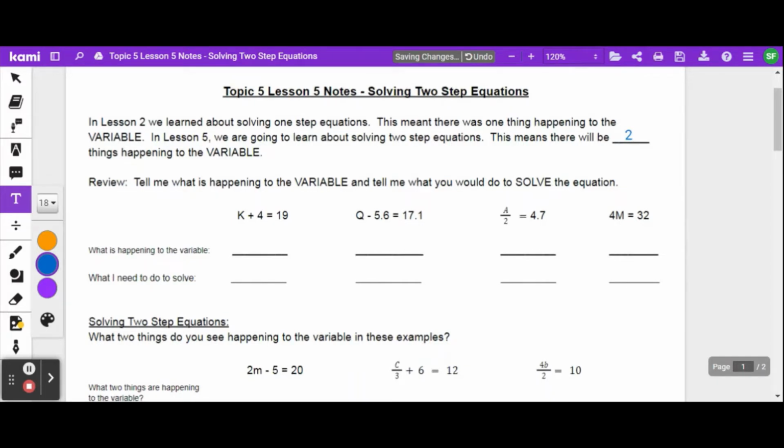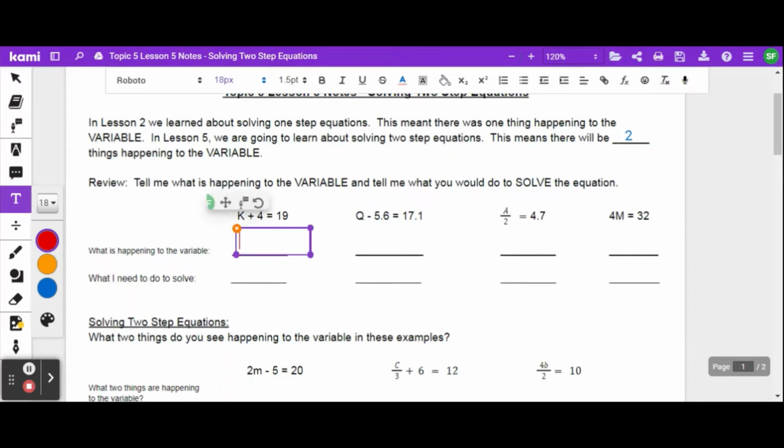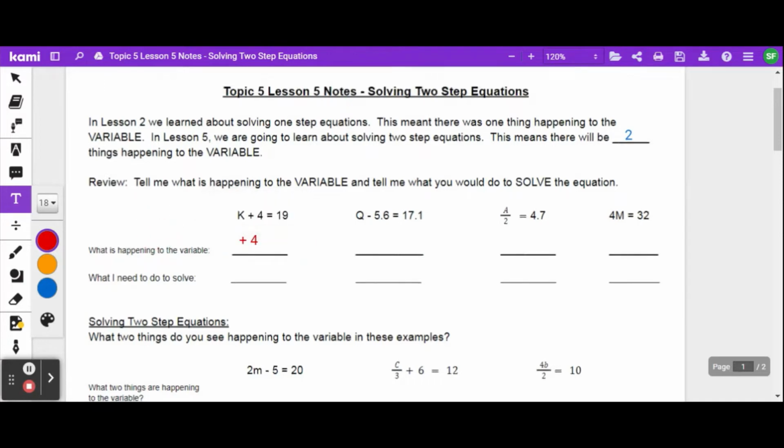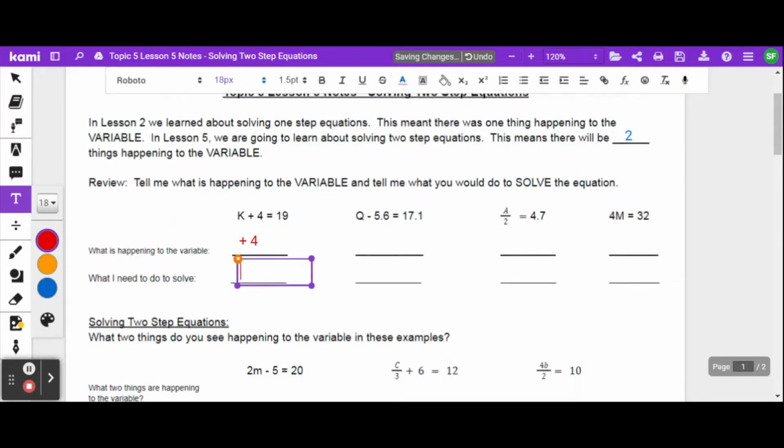Well, before we get into that, let's do a little review. So if we look down here at these 4 examples, we're just going to look at each equation and tell me what's happening to the variable, and then tell me what I would need to do to solve each equation. So k plus 4 equals 19. I can see the variable is k, and right now there is a 4 being added to that k. So in order for me to solve that equation, I would need to do the inverse or the opposite of adding 4, which of course is to subtract 4 on both sides.